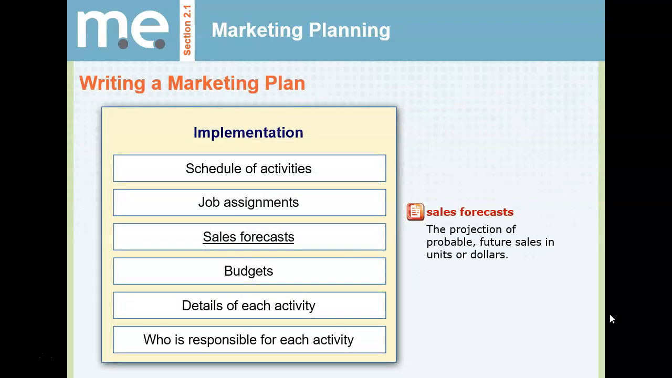Okay. So implementation, and we'll get into actually implementing a plan later on in the class, but that is the projection of probable future sales in units or dollars, or how we are expecting our changes to impact what's going on from a sales standpoint. And that'll include a budget. So how much money are we going to spend? Are we going to spend $1 million to only increase sales by 500,000? That seems like a bad thing to do, but if we spend $1 million to get 10 million in sales, now we're headed in the right direction.